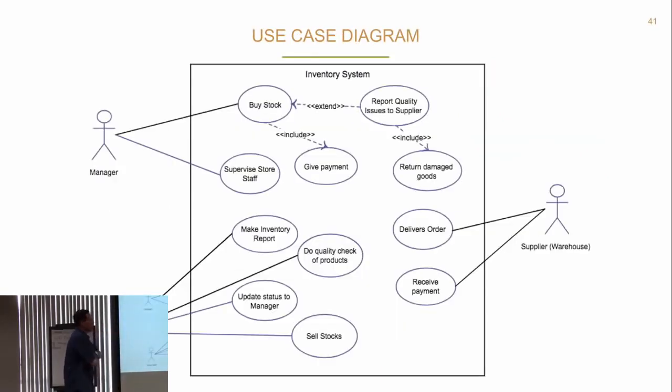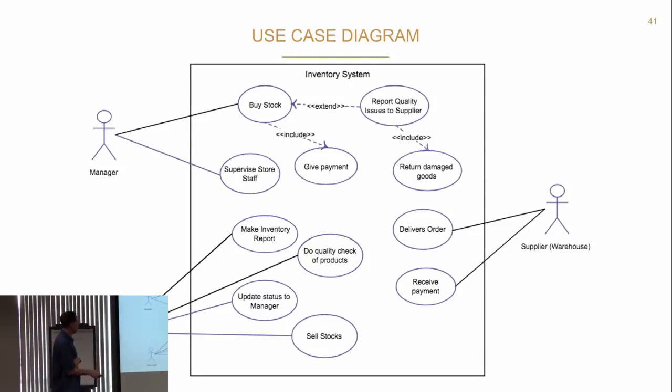Use case diagram. Anybody seen these before? Yeah? Okay. Nothing new here if you haven't, but this is what it looks like. After I identify use cases, I start to put together a use case diagram. So I might have my use cases, buy stock, supervise store staff. My actor is a manager. My other actor is store staff. They can update status. They can make an inventory report. You start to get an idea of what's going on in this system.